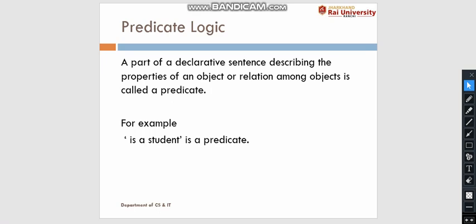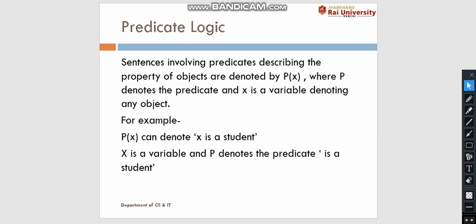A part of a declarative sentence describing the properties of an object, or a relation among objects, is called a predicate. For example, "is a student" represents a predicate. Sentences involving a predicate describing the properties of an object are denoted by P(X). Here P represents the predicate and X is a variable denoting any object.